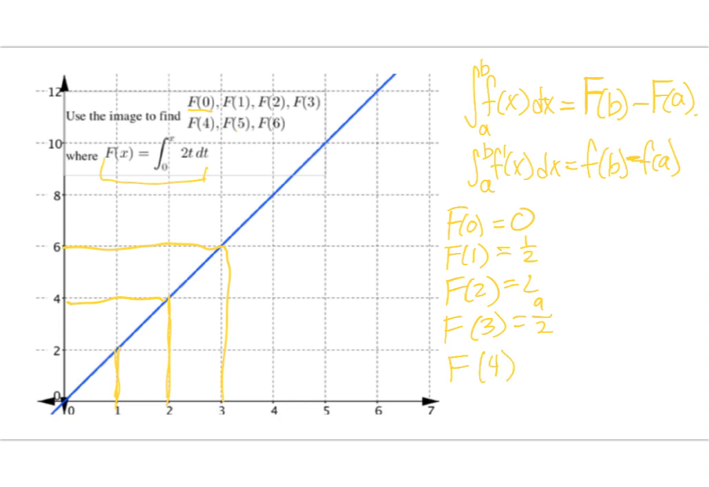F of 4, that's going to be 4 squared over 2. You might notice I'm writing things kind of funny. F of 5, we might suspect is going to be 5 squared over 2. F of 6 is going to give us 6 squared over 2. And if we had some unknown number a, f of a would be a squared over 2. And since we have this function 2t, that gives us some actual values here.